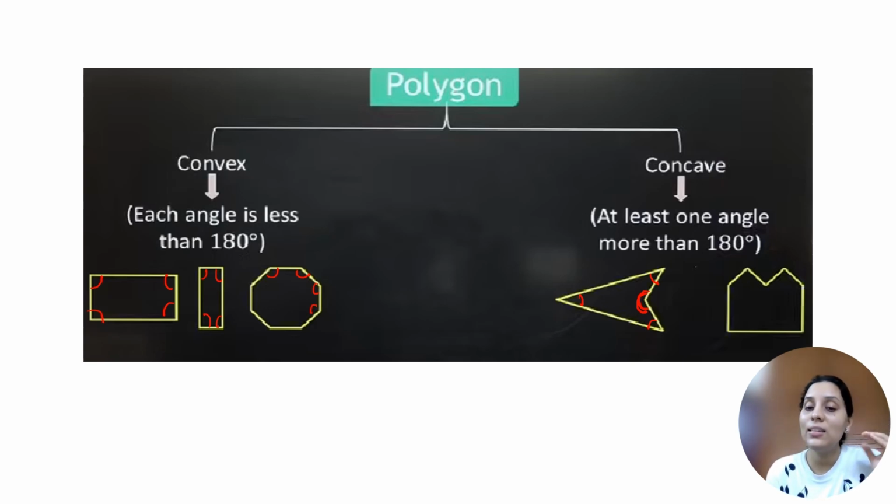So that is why this becomes concave. Similarly, in this, all these angles are less than 180, but what about this angle? This angle looks more than 180. Again, this is a concave polygon. So convex is less than 180, concave is greater than 180.